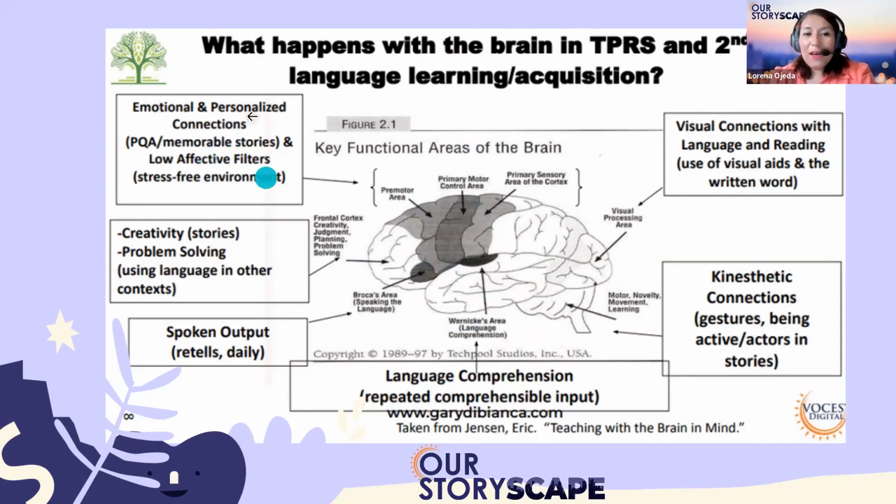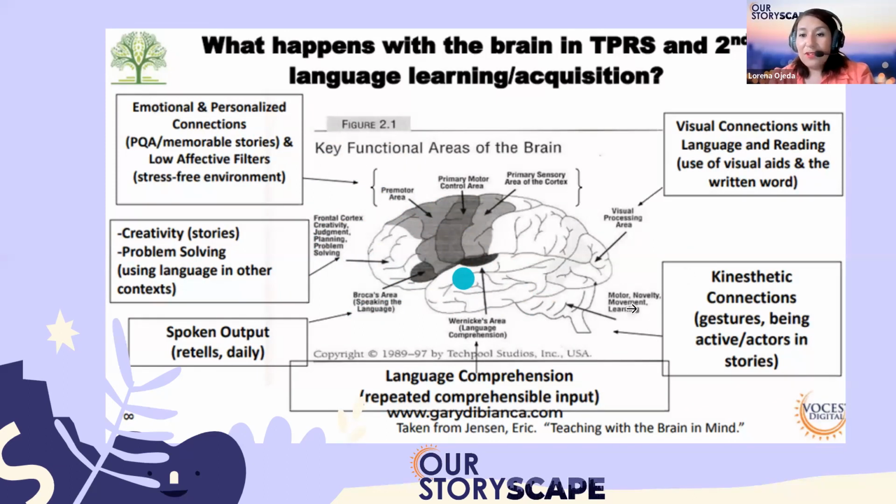So what happens when you develop a curriculum that is story-based? Well, you have the ability to activate different parts of the brain. You can activate the emotional connections and personalized connections with the premotor area. When your students read stories and develop those skills, they activate the frontal cortex. When they have to read or speak or retell the stories, they activate Broca's area. When they also do different reading comprehension activities, they activate Wernicke's area.